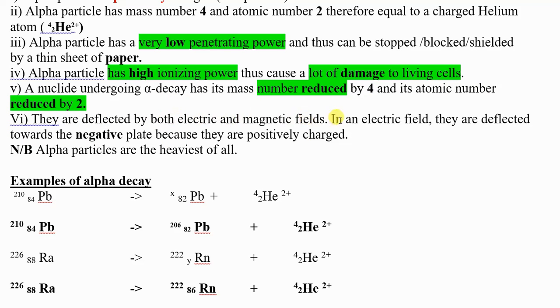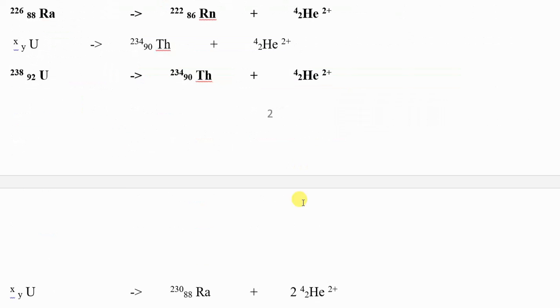Yes. So in an electric field, they are deflected towards the negative. Very important. Because they are positively charged. Now, once you know that alpha particles are positively charged, in any case they are put in an electric field, they will be deflected towards the negative. So that's why it is important.